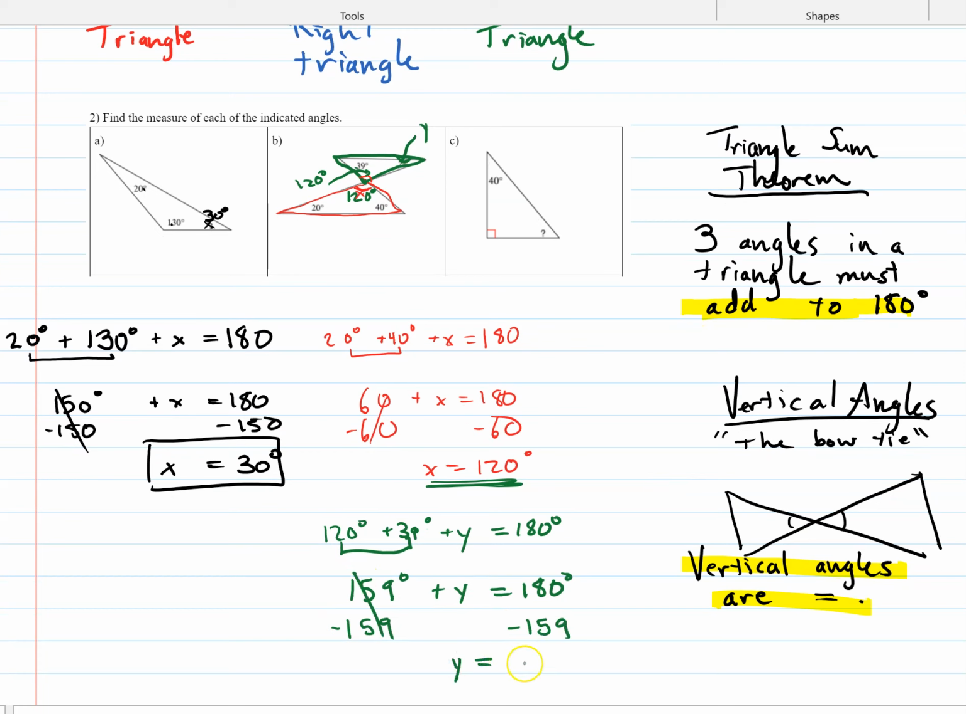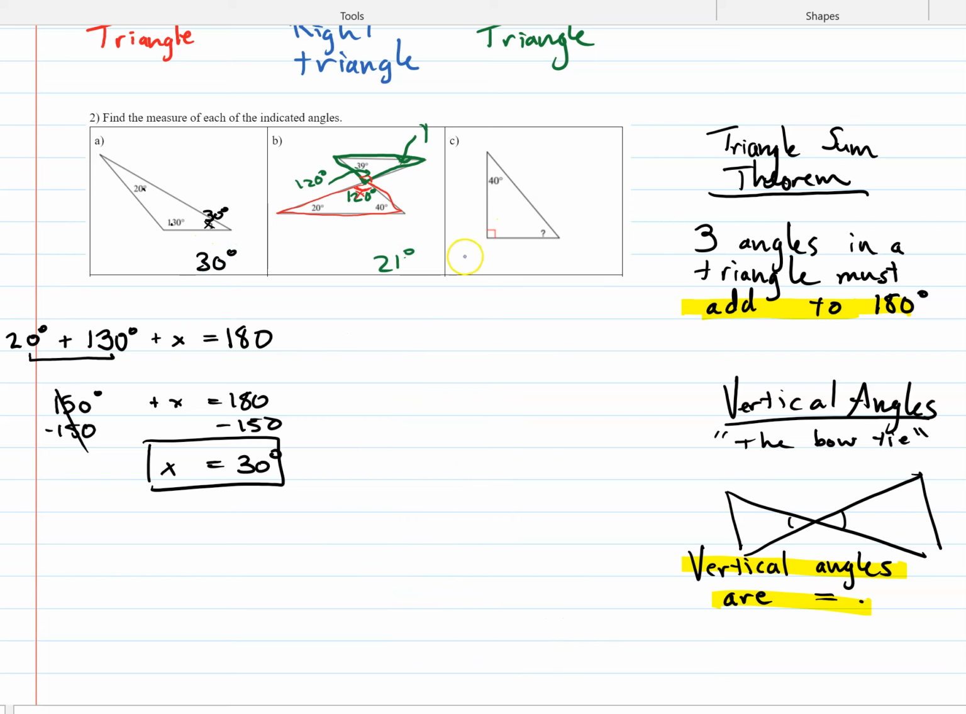Y equals 21 degrees. And the y was the angle with the question mark, and so we are done. This one was 21 degrees, and then I'll leave this as 30 degrees.